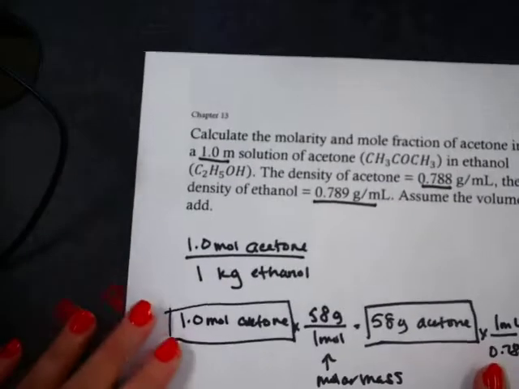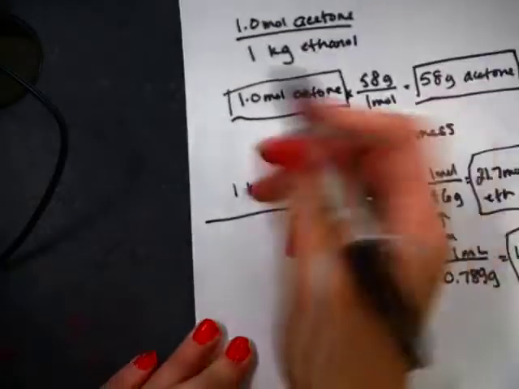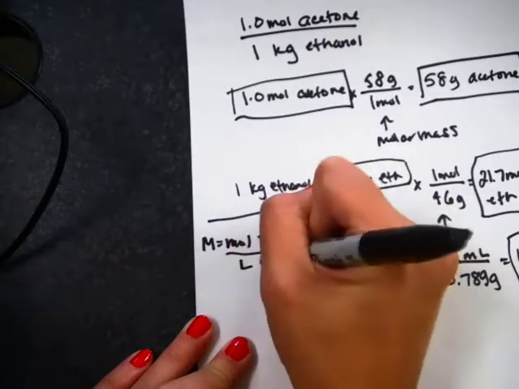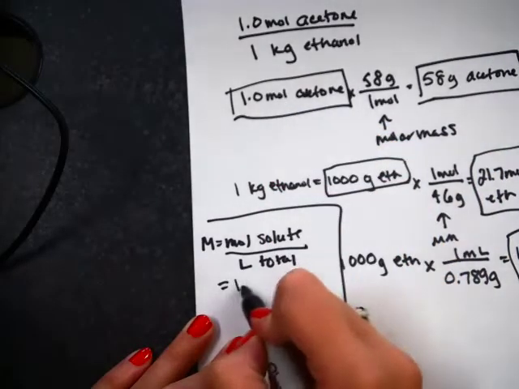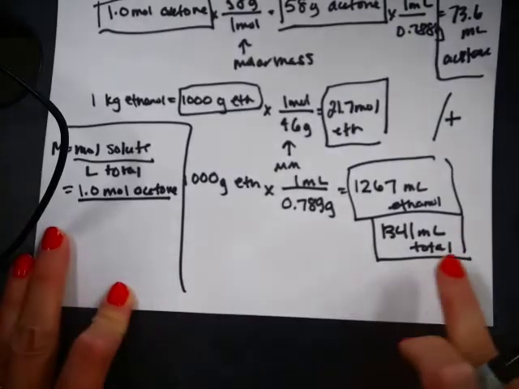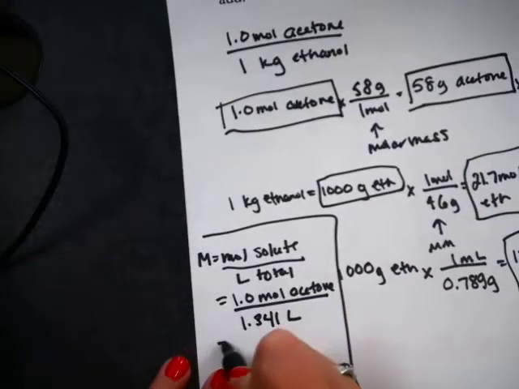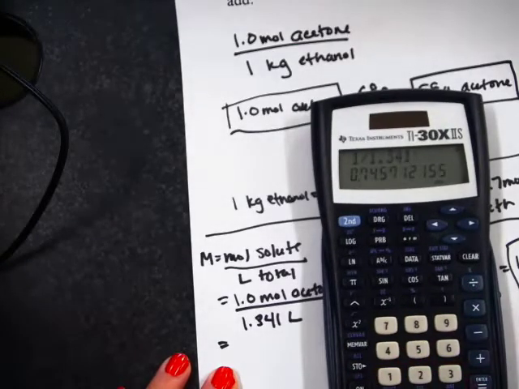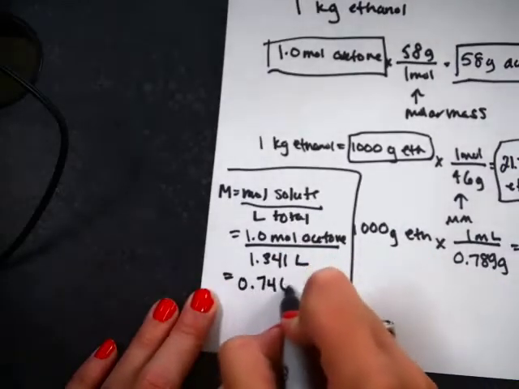All right, so the first concentration unit they asked me for is molarity. I know molarity is moles of solute, that's acetone in this case, divided by total liters. And I know I have 1 mole of acetone. And now I know I have, converting this to liters, 1.341 liters total. So my molarity is 0.746 molar.